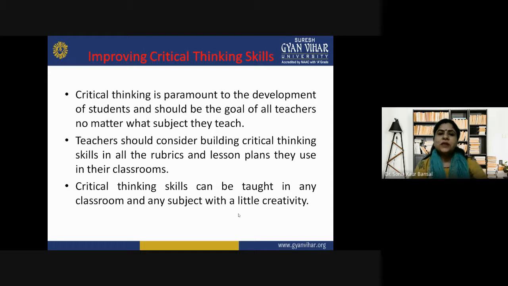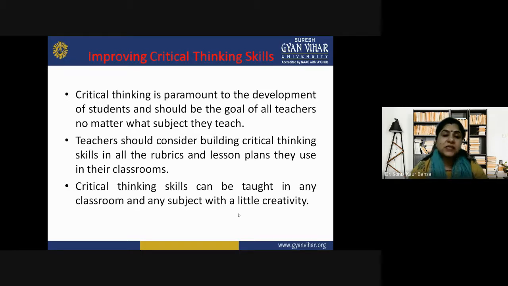Now students, let's talk. We have discussed constructivism, and we have seen that it enhances the logical and conceptual growth among the students, and of course critical thinking. But how can we improve the critical thinking skills? Let's discuss that. So critical thinking is paramount to the development of students and should be the goal of all the teachers, no matter what subject they teach.